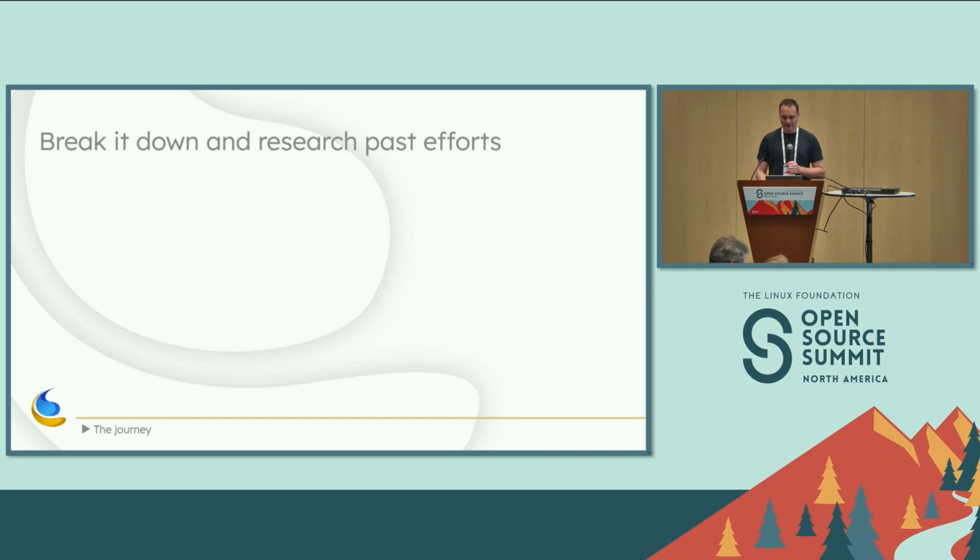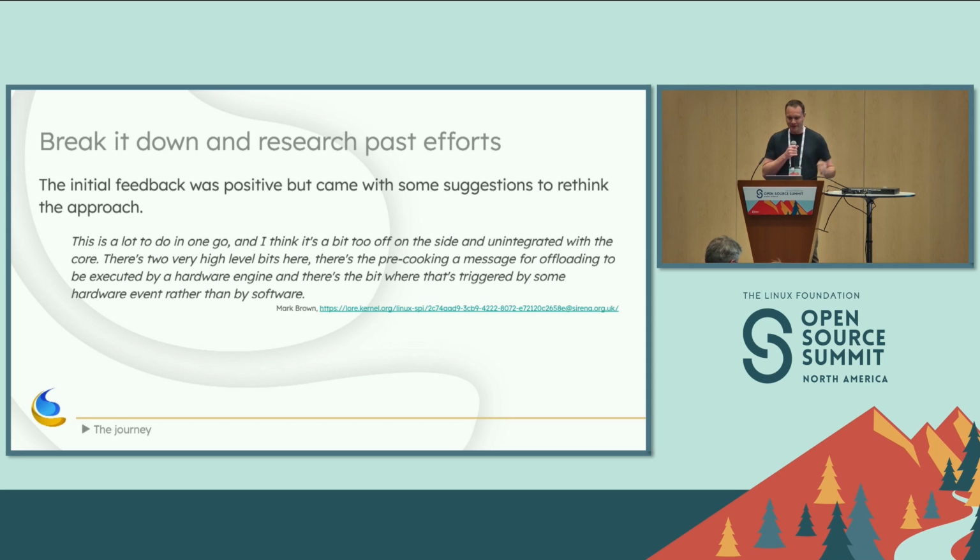The first feedback was, like anytime you have a complex project like this, it's always a good idea to break it down into smaller parts and also research past efforts on the same subject. The initial feedback from Mark Brown, the SPI maintainer, was that this was doing too much all at once and he wanted it to be more integrated into the SPI core code. So he suggested first some more general optimizations with pre-cooking messages and then moving on to the more offload-specific parts of triggering SPI messages using hardware.